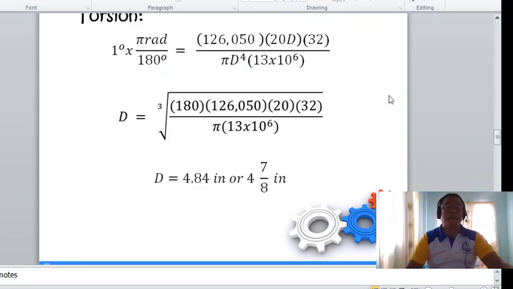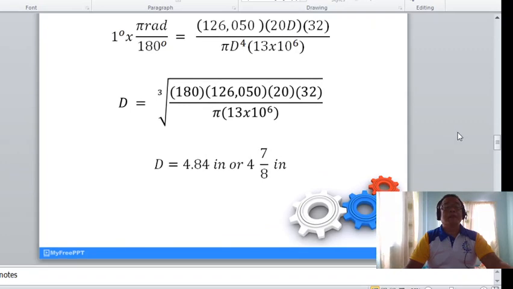And then getting, class, the diameter, so that is 4.84 inches. So, getting now the commercial size of the shaft, that is 4 and 7/8 inches. Okay? So, I think it is clear to everybody.